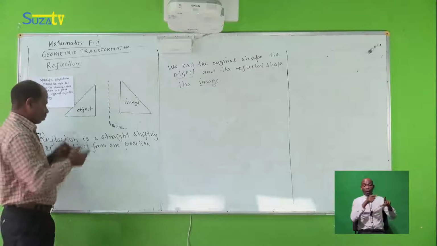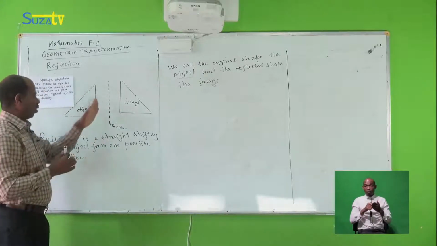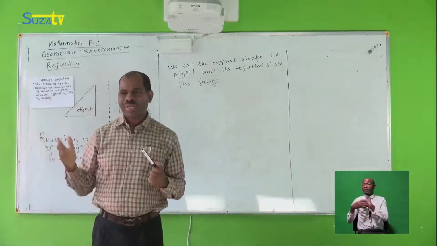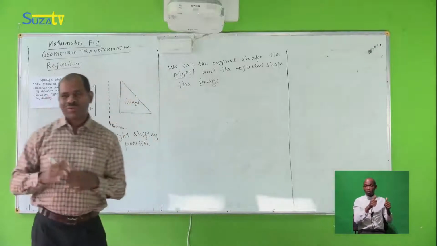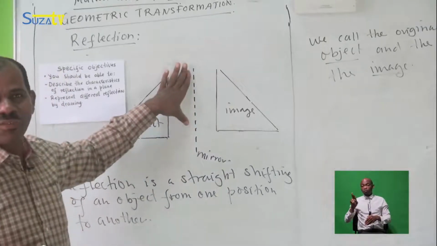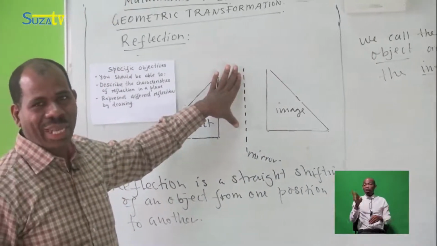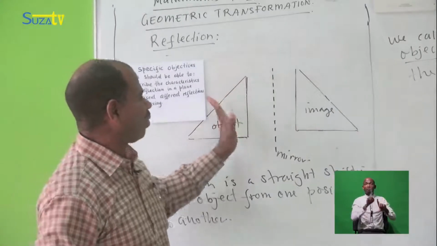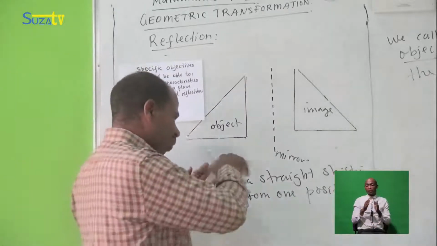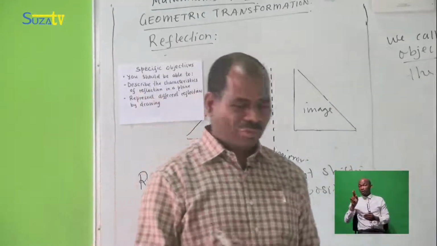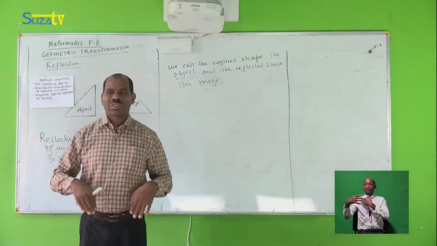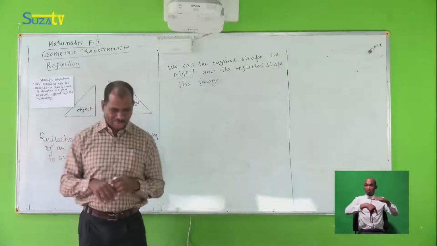So it means the position of the image depends on the position of the line of reflection. Here, the line of reflection is a vertical line. So the image will be on the other side of the mirror. And if the line of reflection is horizontal, the image will be down, on the other side, but down from the mirror.